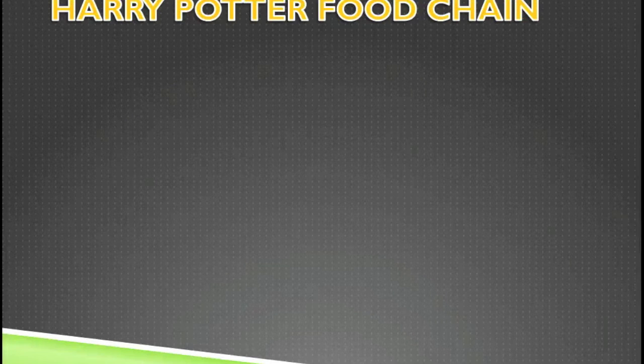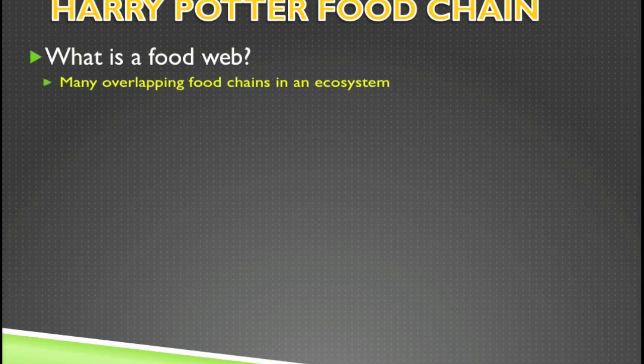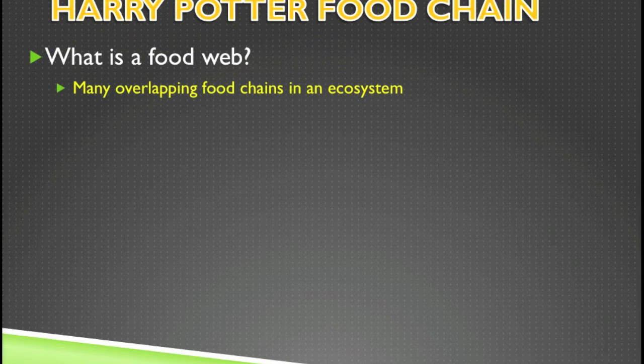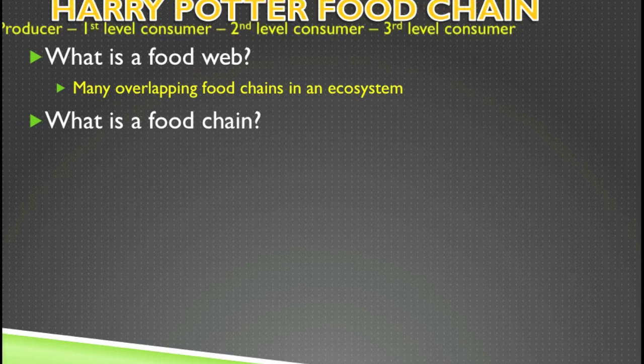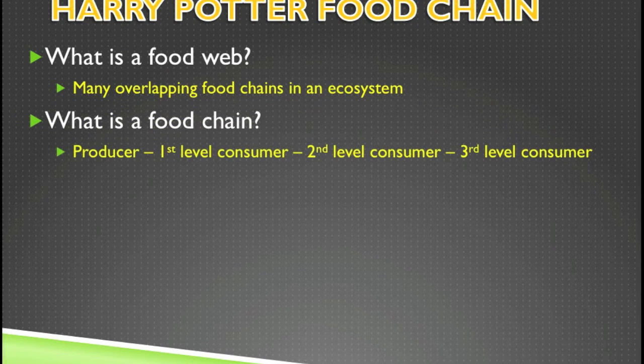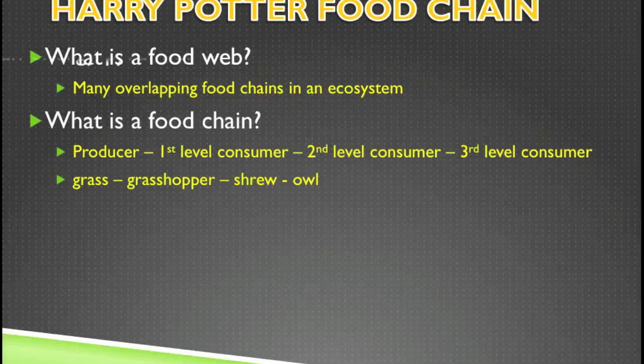Harry Potter food chain is up next. What is a food web? That's going to be the many overlapping food chains in an ecosystem. So what's a food chain? Just generally, that's going to go from producer to first level consumer, which will eat the producer, second level consumer, to finally the third level consumer. And here's just a simple example. Grass, producer. Grasshopper, first level consumer. Shrew is the second level consumer, and the owl is the third level consumer.